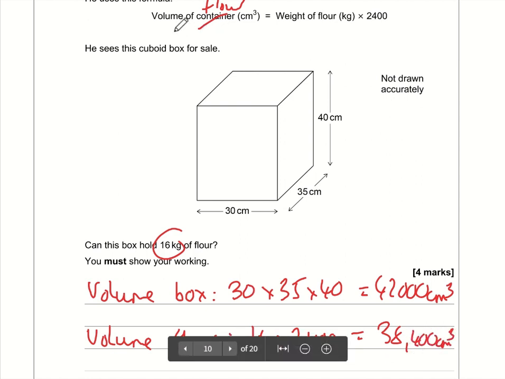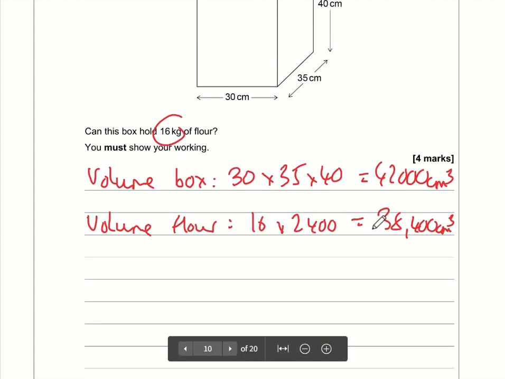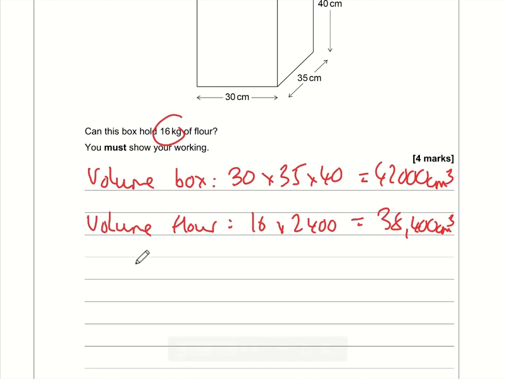So I think this is what the formula is trying to say here, is that the volume of the flour is this calculation. Therefore we would need a container which is exactly 38,400 cubic centimetres in order to accommodate 16 kilos of flour. We've got a box that is 42,000, which is greater than 38,400. So can the box hold 16 kilos of flour?